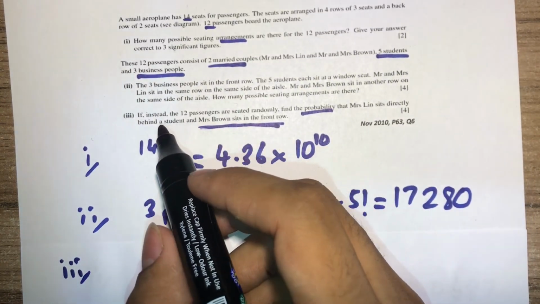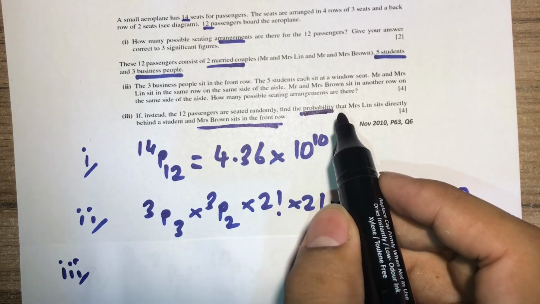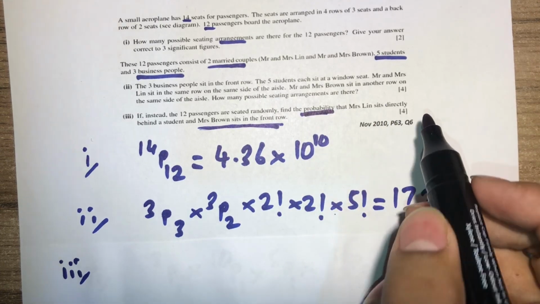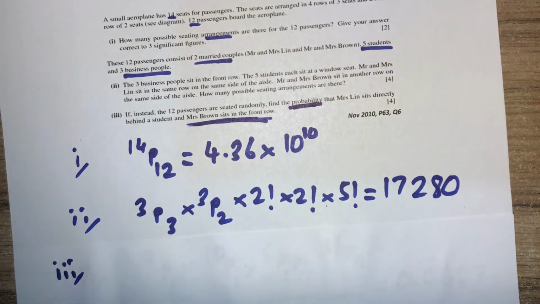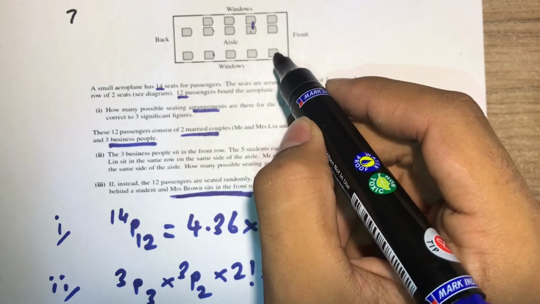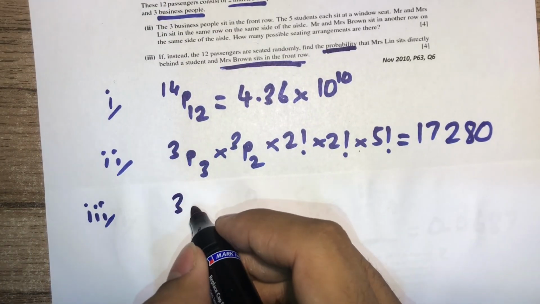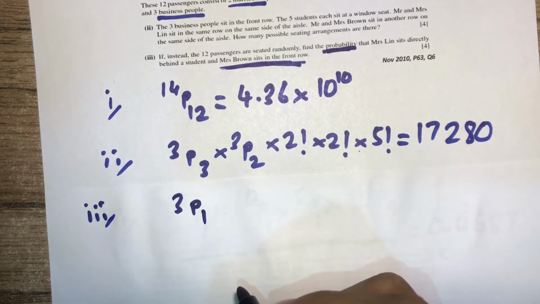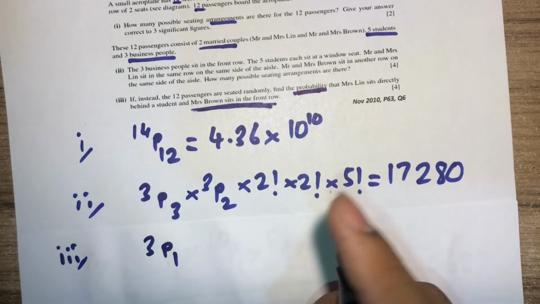In the last part, part 3, they are saying that if instead the 12 passengers are seated randomly, find the probability that Mrs. Lynn sits directly behind a student and Mrs. Brown sits in the front row. So Mrs. Brown has to sit in the front row, means one of these 3 places. So for Mrs. Brown, I'll write 3p1, because from these 3 she has to sit at one place.